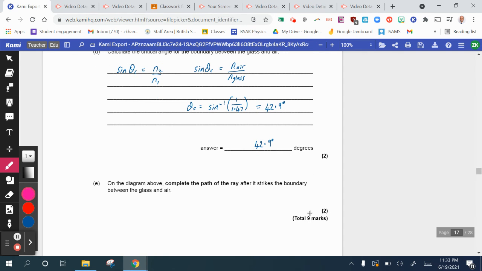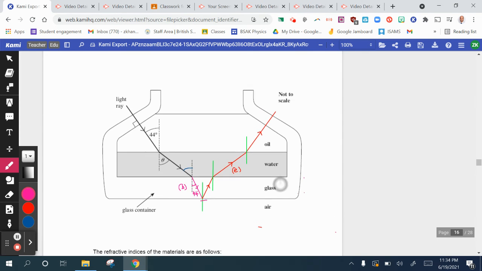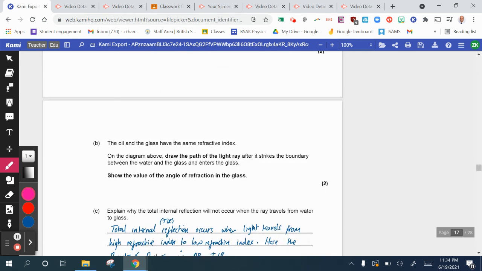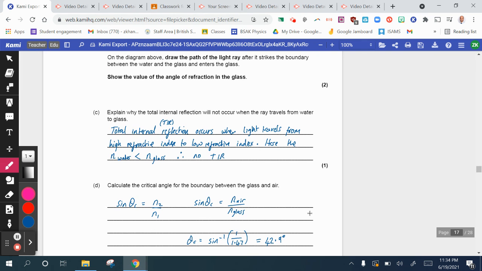On the diagram above, complete the path of the ray after it strikes the boundary between the glass and air. So let's have a look. We've already drawn this. When light hits the glass-air boundary here, that angle there is 44 degrees. That incident angle there is therefore also 44 degrees. There's a Z there. Using the normals as a guide, this angle and this angle are 44 degrees. So the incident angle on the glass-air boundary is 44 degrees. We know that is greater than the critical angle of 42.9 degrees.